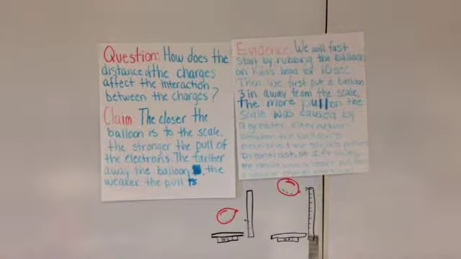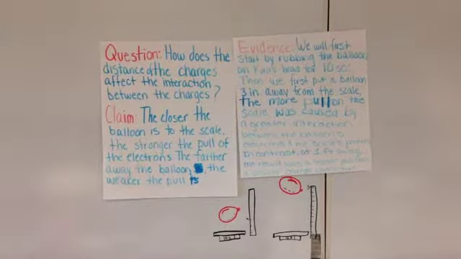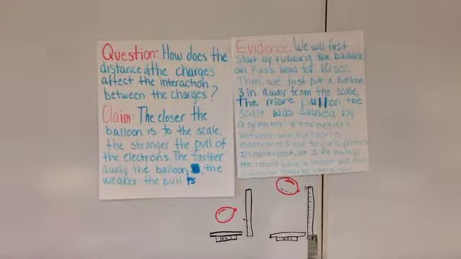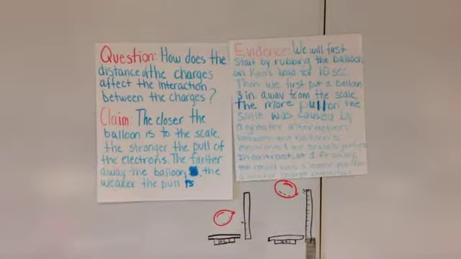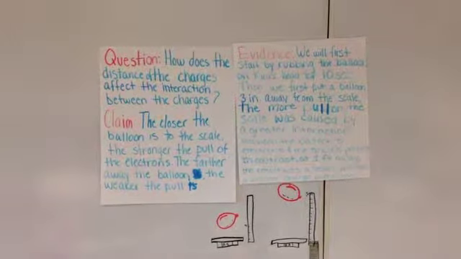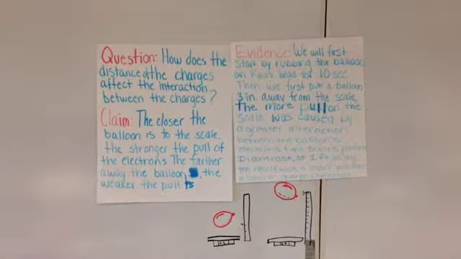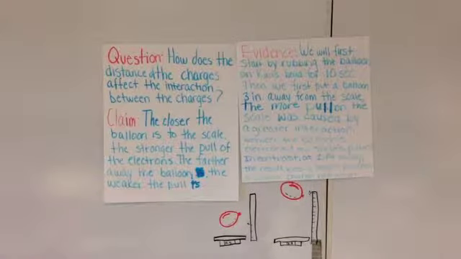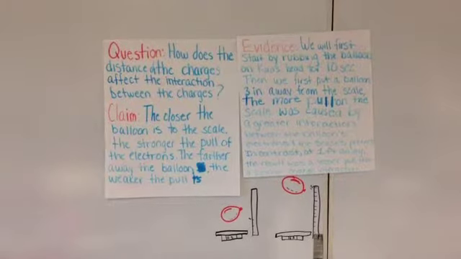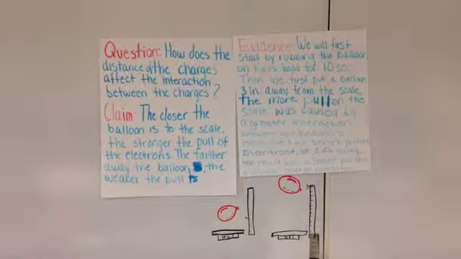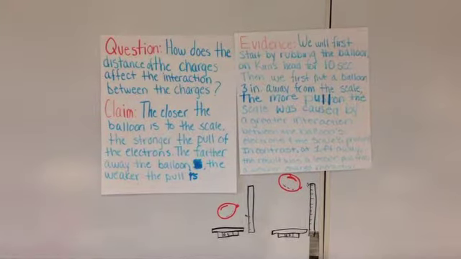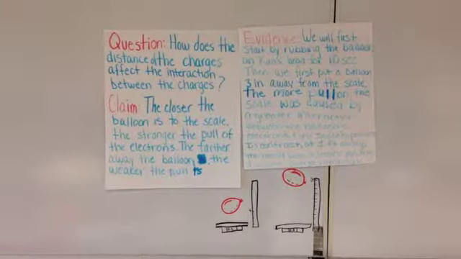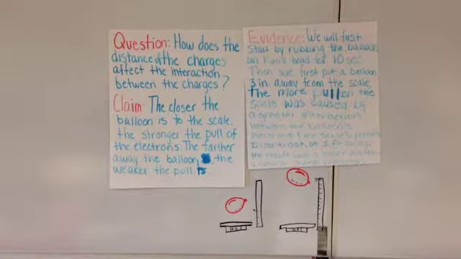For our last experiment, the question was, how does the distance of the charges affect the interaction between the charges? Our claim was, the closer the balloon is to the scale, the stronger the pull of the electrons. The further away the balloon, the weaker the pull is. Our evidence was, we first start by rubbing the balloon on Kira's head for 10 seconds. Then we put the balloon 3 inches away from the scale. The more pull on the scale was caused by a greater interaction between the balloon's electrons and the scale's protons. In contrast, at 1 foot away, the result was a lesser pull and a weaker charge interaction.